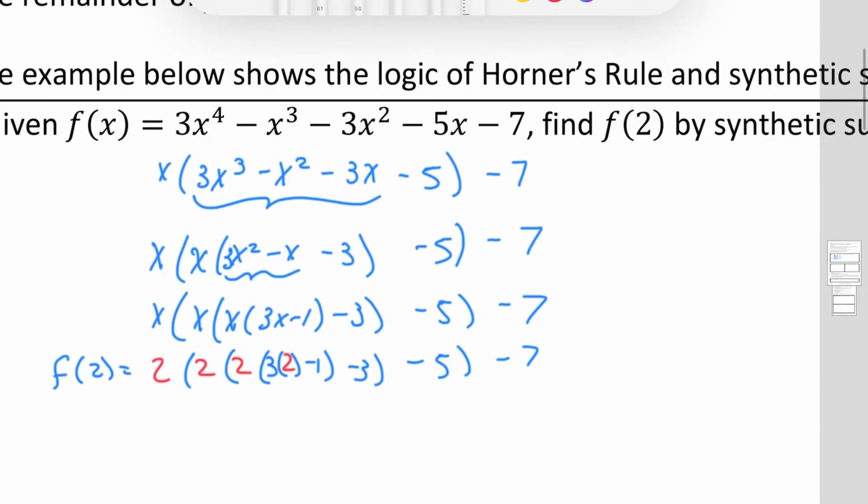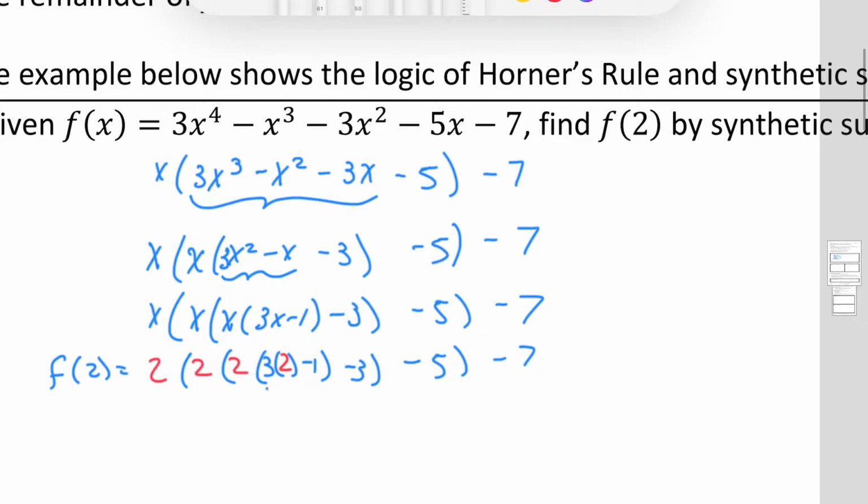We're going to take this 2 times 3 and get a 6, subtract 1. Then we're going to take that times this 2 right here, and that'll give us a 10.